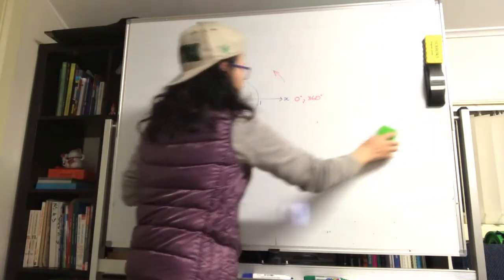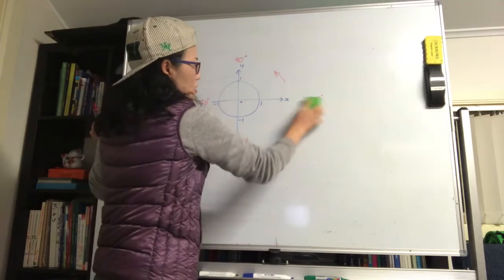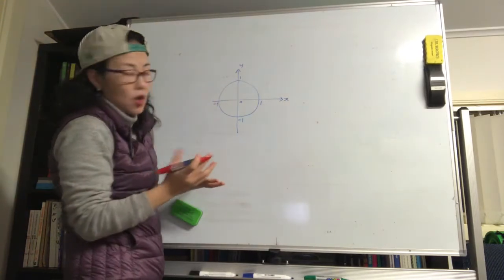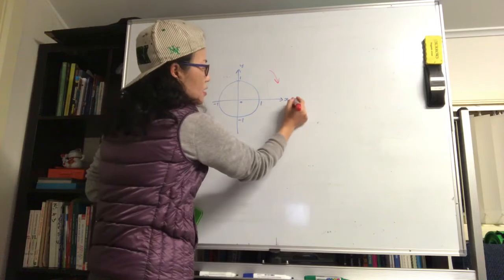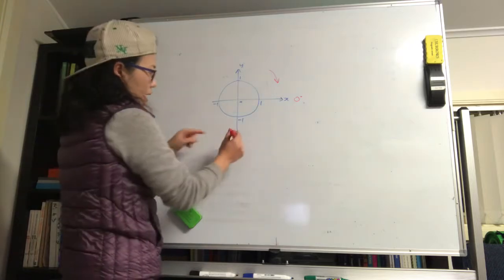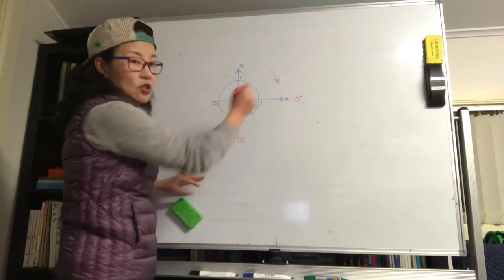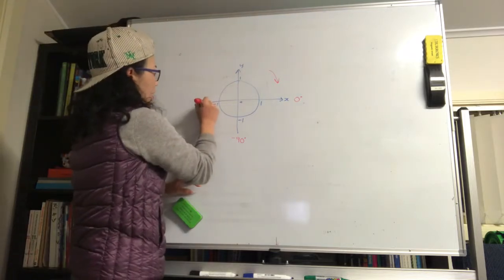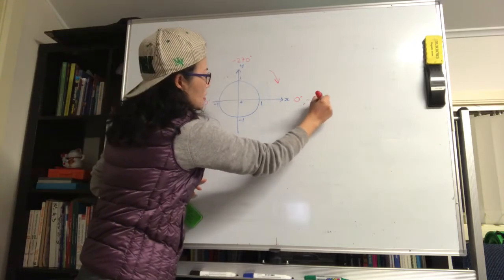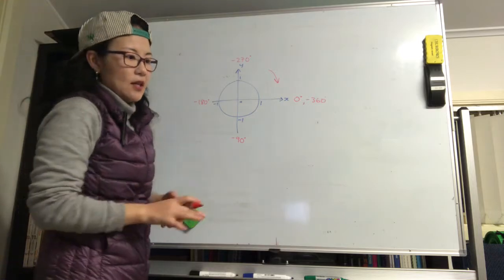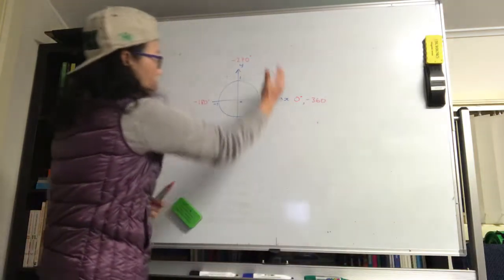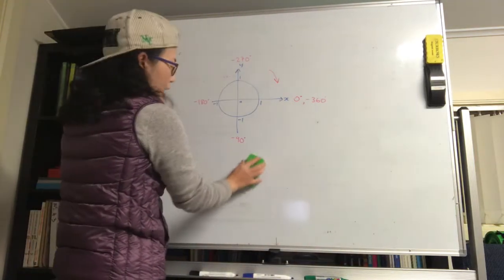Now, what happens if it changes direction? If it goes clockwise, we still start from the positive x-axis as our 0 and go this way. So it's going to be negative 90 because it changed direction. And then minus 180, minus 270, and back to minus 360 degrees. So that's what happens, okay? So that's the unit circle. When it comes to the unit circle, going anti-clockwise is positive and clockwise is negative.